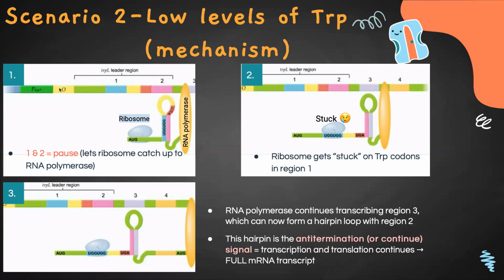it was going across transcribing. So it transcribed 1 and 2 already. And that means 1 and 2, since they're complementary, can come together first. And that causes a pause. The pause is important because it lets the ribosome catch up to the RNA polymerase. So that's why RNA polymerase and the ribosome are co-reliant on each other.